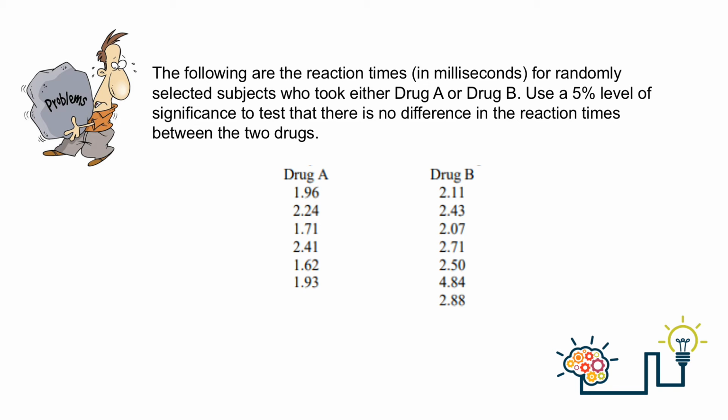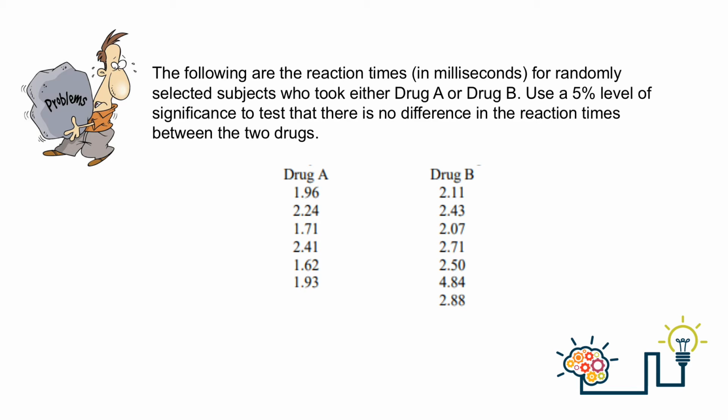Now let's have a look at how we can solve a problem using the Mann Whitney test. Suppose we are given this problem. The following are the reaction times for randomly selected subjects who took either drug A or drug B. Use a 5% level of significance to test that there is no difference in the reaction times between the two drugs. Before we go into the solution, let's have a look at what kind of data we have here and how we're going to decide that the Mann Whitney test is the suitable test to be used to analyze this kind of data.